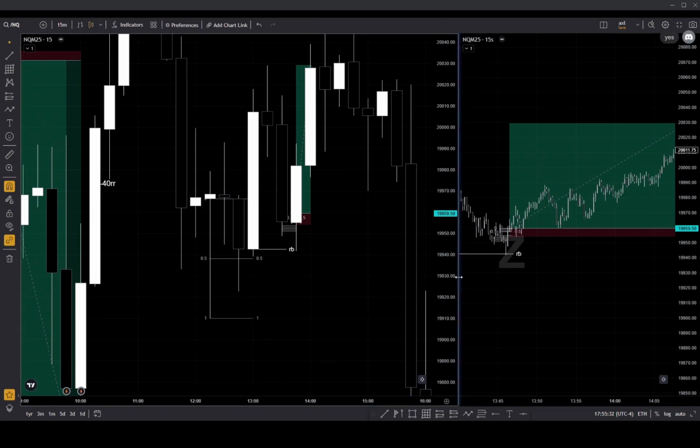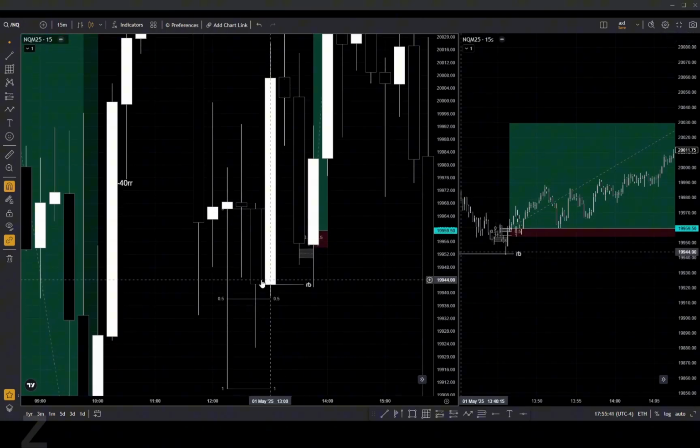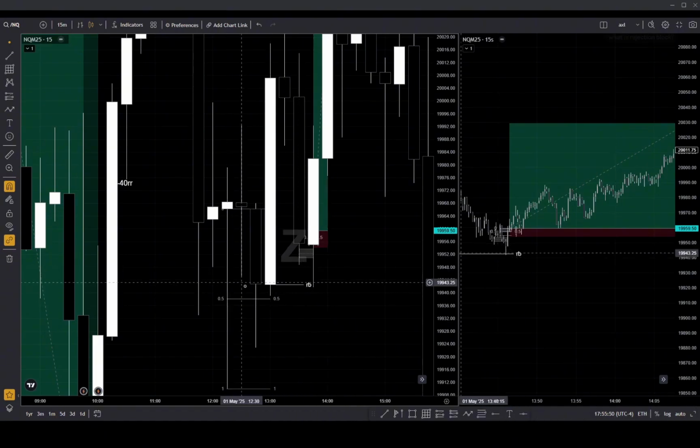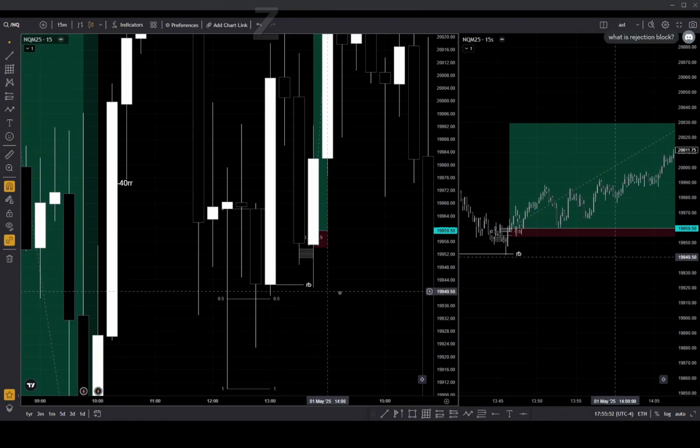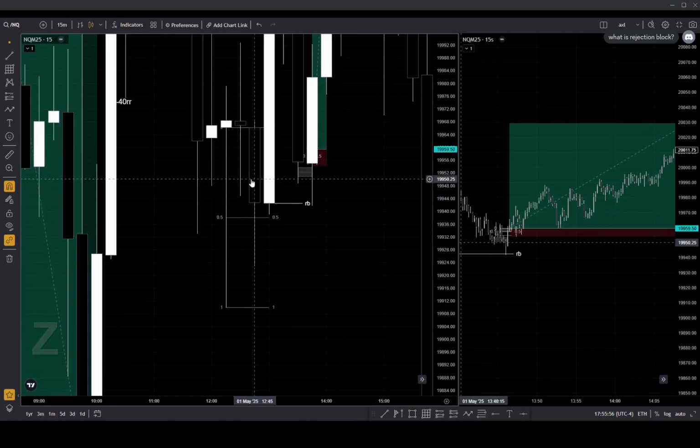So basically, this is my confirmation. When the market has a reaction, the market leaves me a rejection block. This is my rejection block. You see right here, right? A rejection block is a candle like this. When the market has a reaction at some specific point, the market does something like this, like two candles together. This is a rejection block.